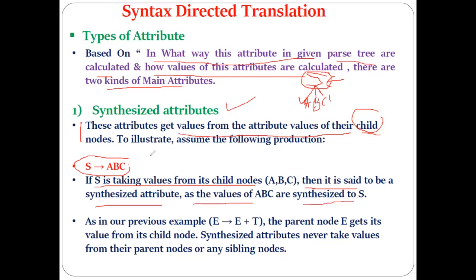As we have written in the previous example of the grammar, E derives E plus T. Now what is the parent node here? E is the parent node, and the child nodes are E and T. So the parent node gets its value from its child nodes. And that is the reason this E is referred to as the synthesized attribute.